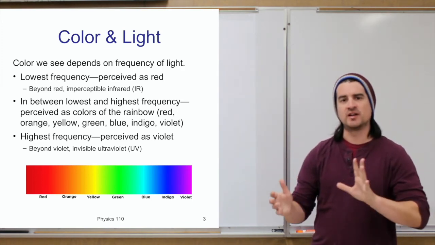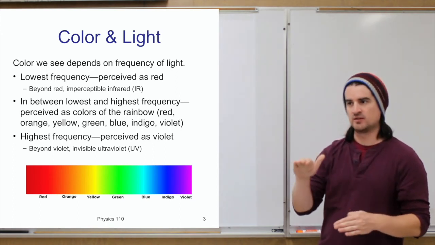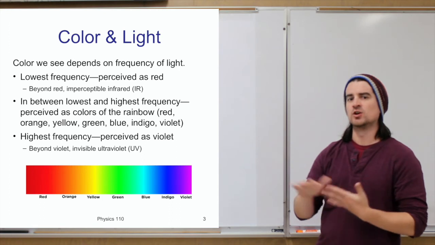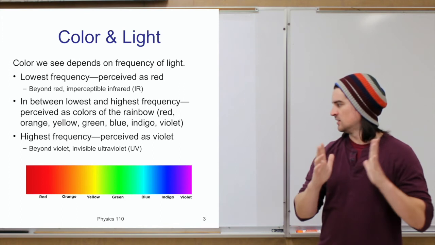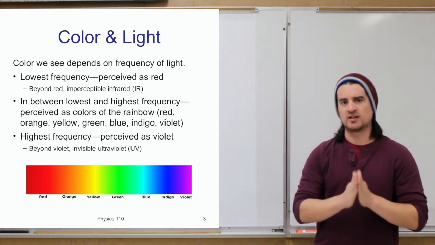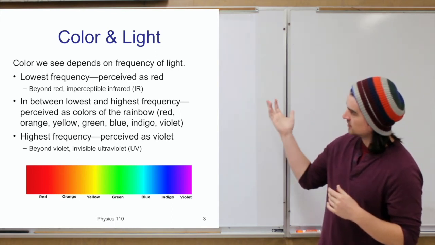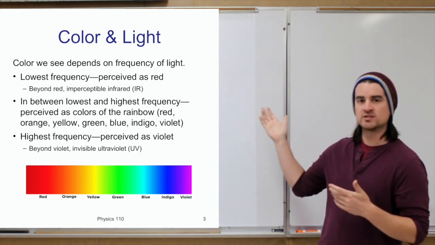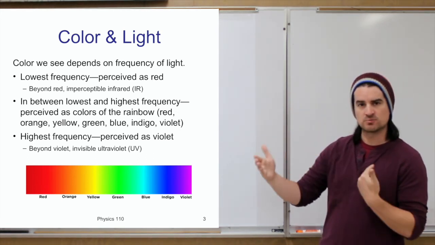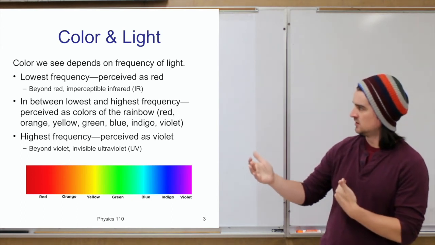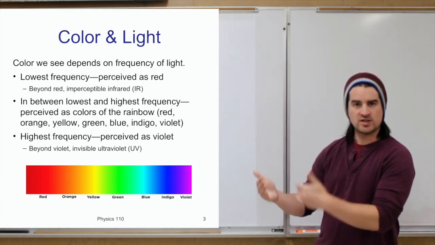We also talk about waves in terms of their frequency. I told you last time that essentially the longer the wavelength, the lower the frequency of light, and the shorter the wavelength, the higher the frequency of light. So for color, the lowest frequency, or longest wavelength, is red, and just outside of red is infrared light, which transfers heat, as we talked about before.